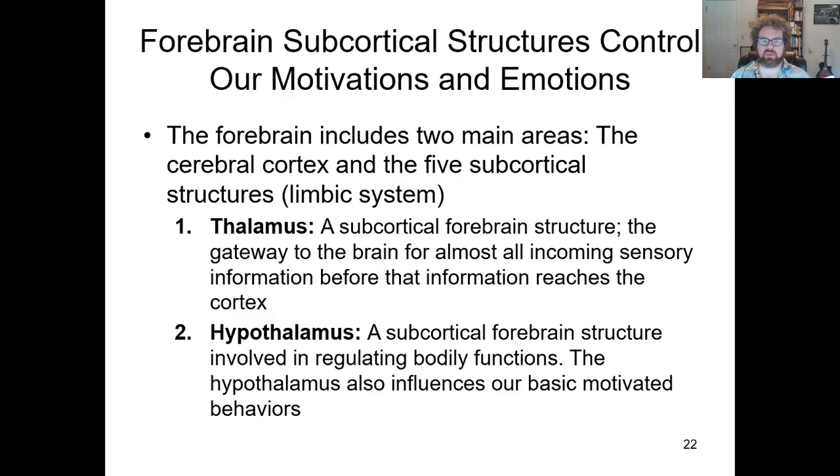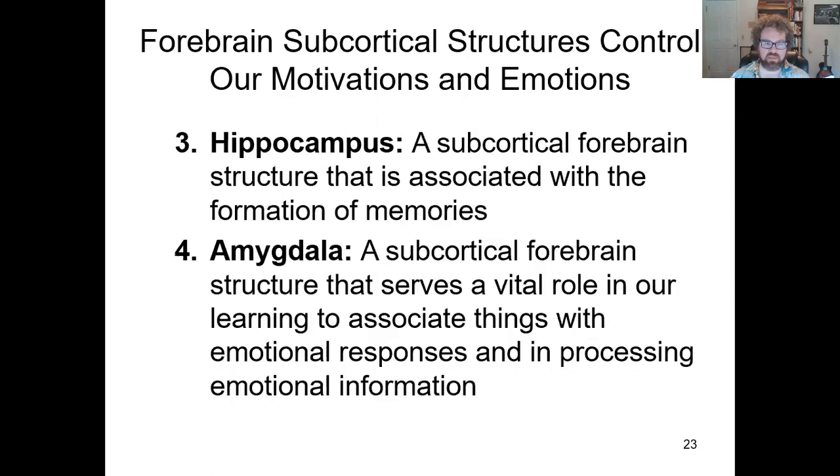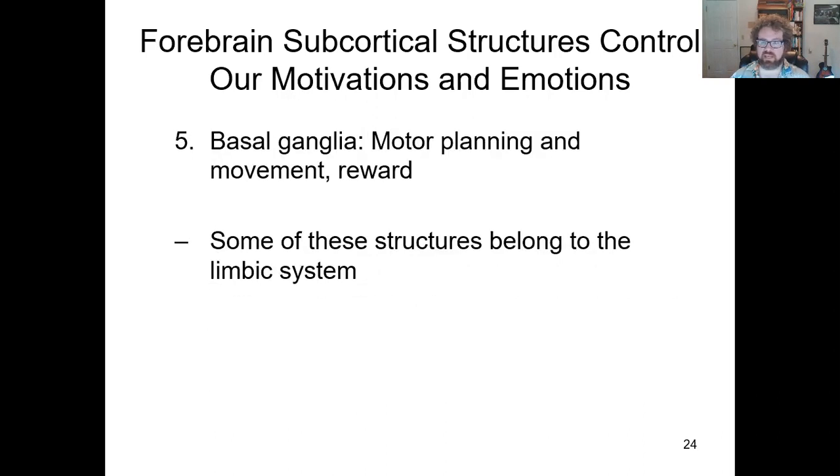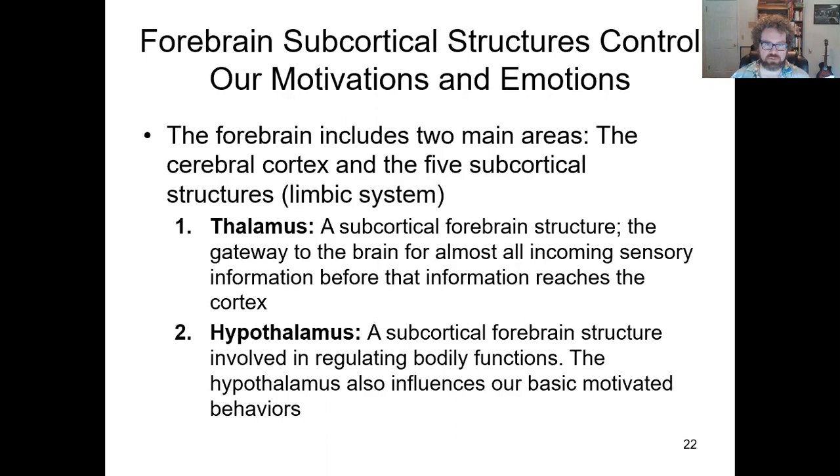All right, so the inner layer of the forebrain is what's known as the limbic system. And it is composed of five subcortical structures called the thalamus, the hypothalamus, the amygdala, and the hippocampus. Also the basal ganglia, the five subcortical structures. Your thalamus, we'll learn a little bit more about in the chapter on sensation and perception. We'll see in that chapter that the thalamus is basically the relay station for your senses in the brain. All of your senses, with the exception of smell, are first routed through the thalamus.